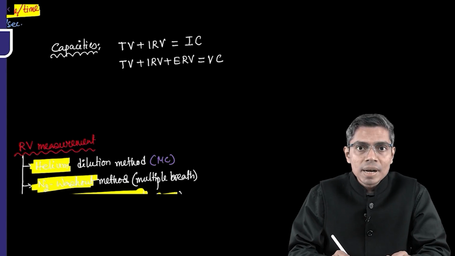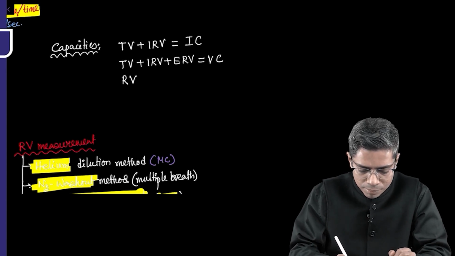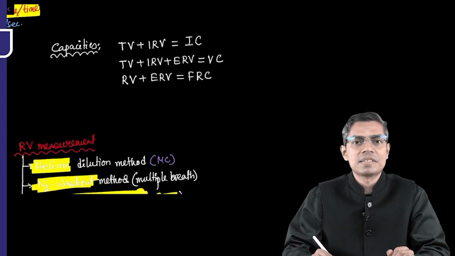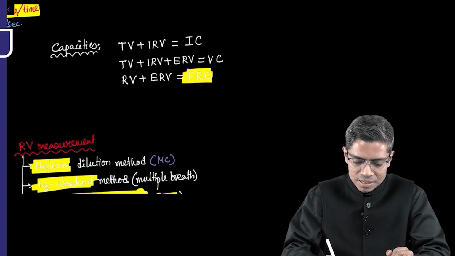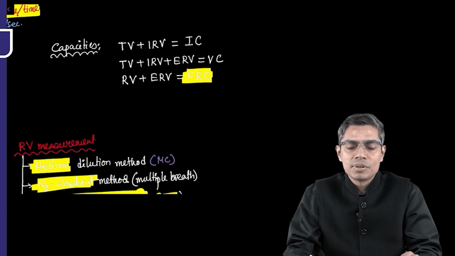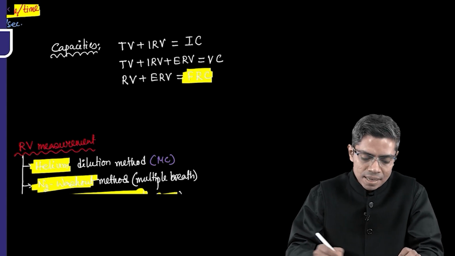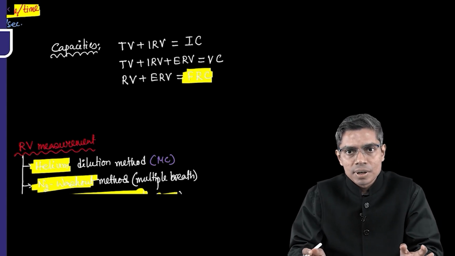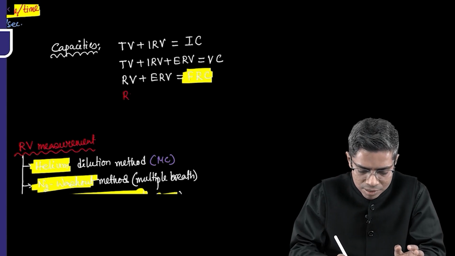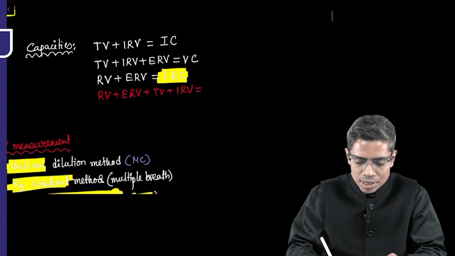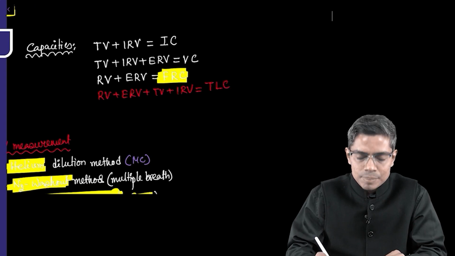If you combine only the residual volume plus your expiratory reserve volume, this is known as functional residual capacity. We have discussed this multiple times. This is known as the resting lung volume, the resting capacity of the lung. That is nothing but RV plus ERV. And if you combine all four lung volumes, for example, residual volume plus ERV plus TV plus IRV, that is known as total lung capacity.